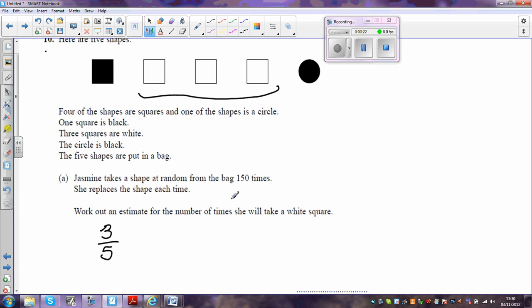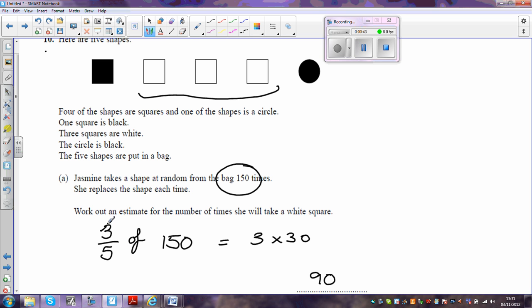this experiment. So if she does the experiment 150 times, I would expect 3/5 of 150 times for her to get a white square. So 3/5 of 150: 1/5 of 150 is 30, so that's going to be the same as 3 times 30, and 3 times 30 is 90.